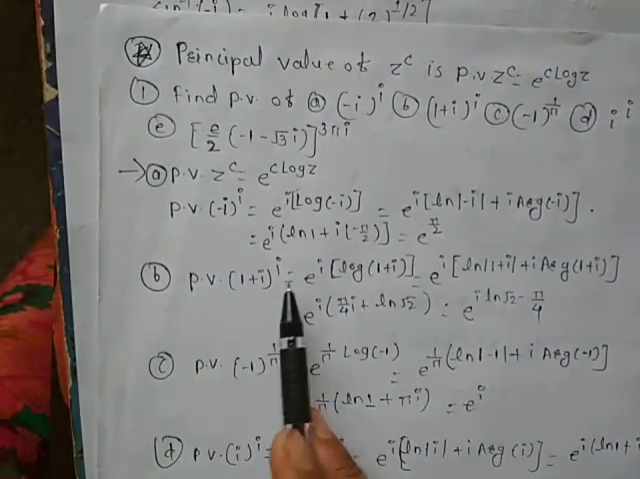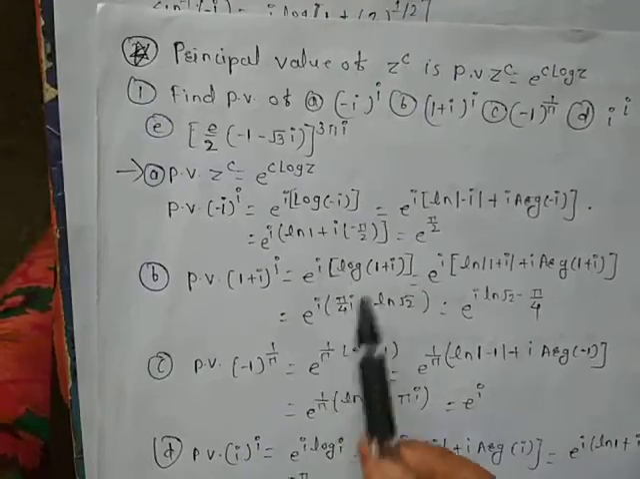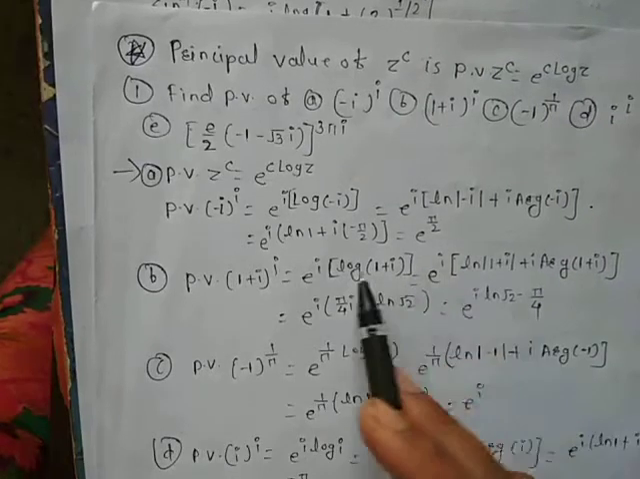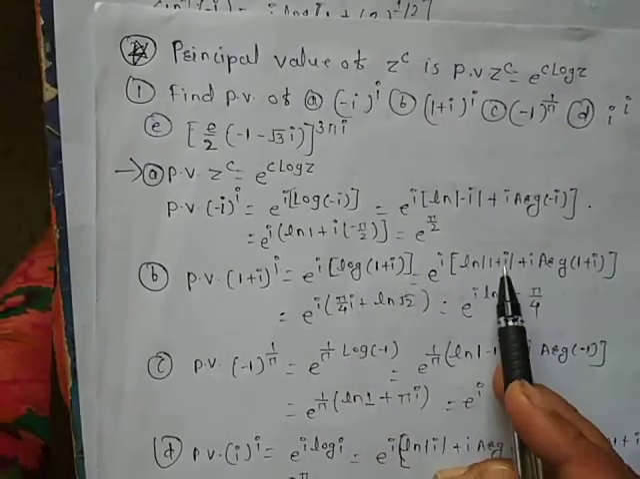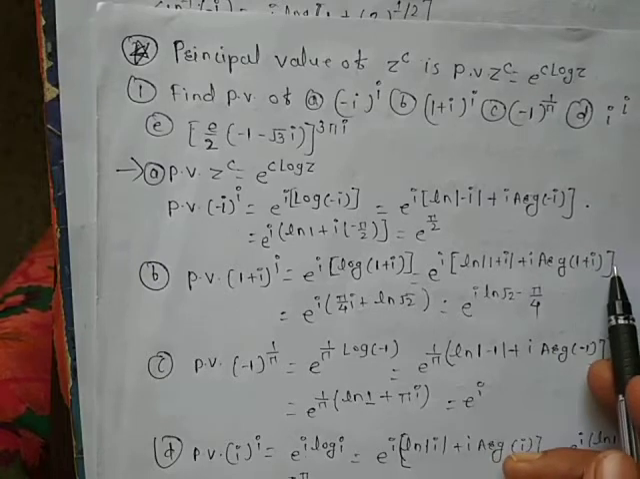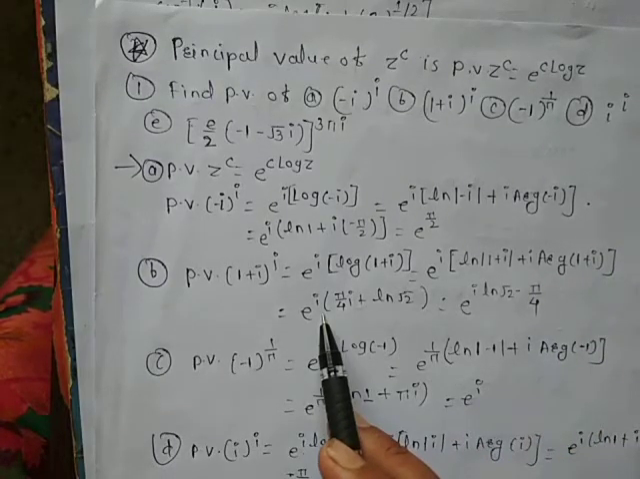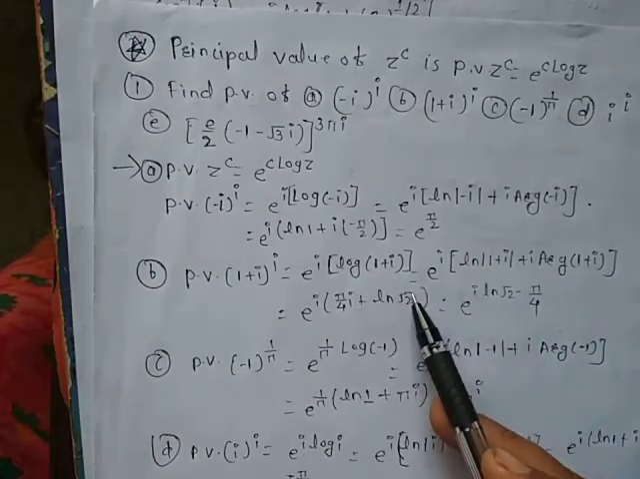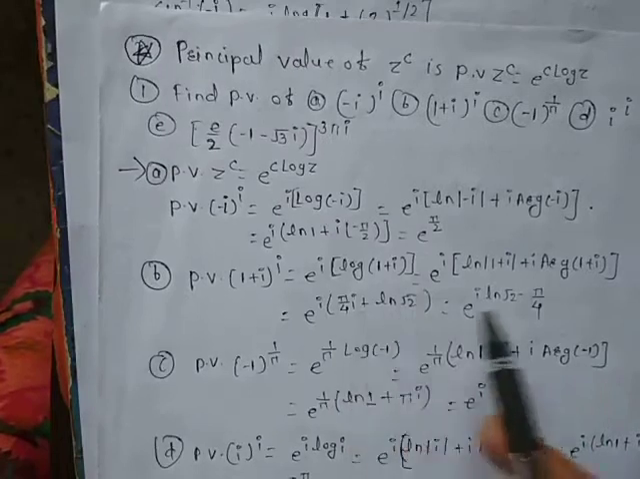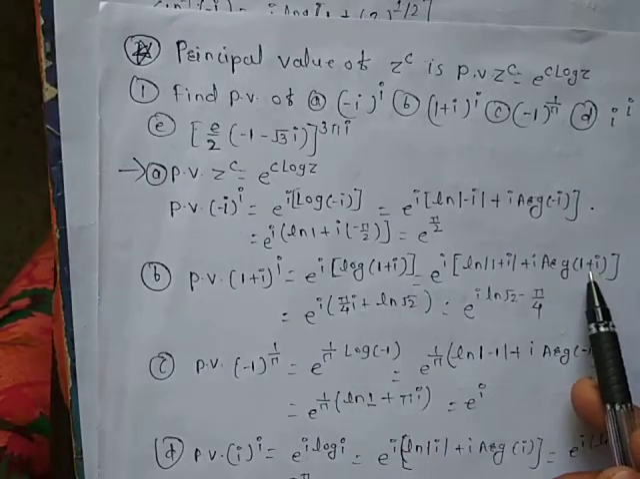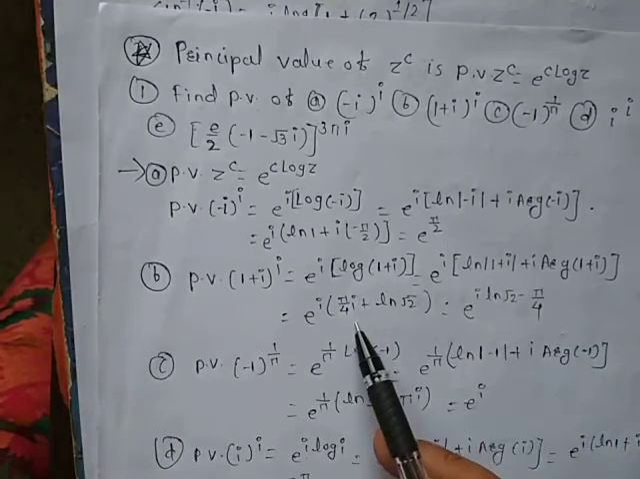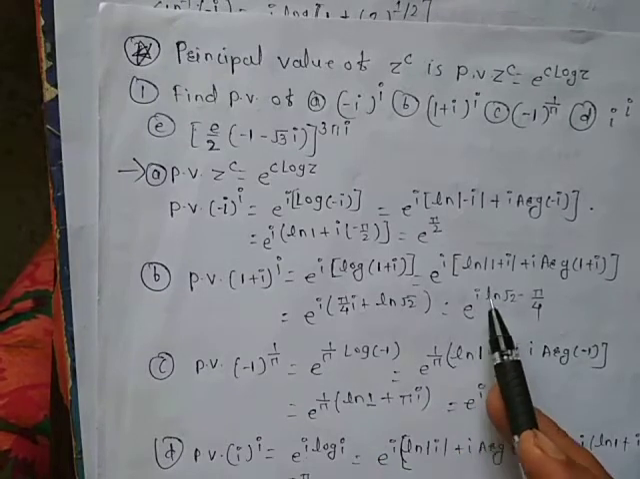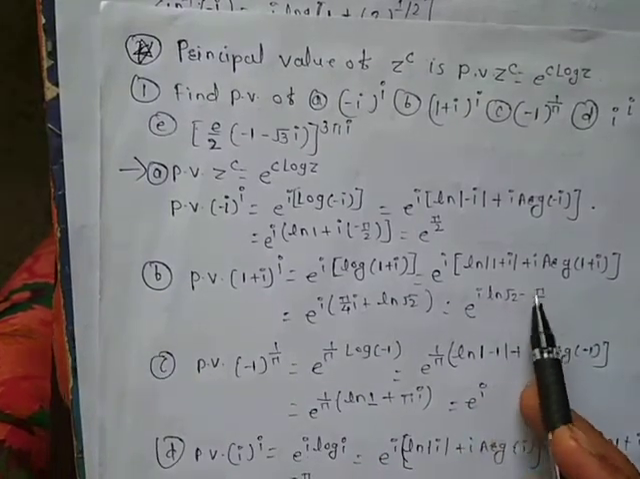Next, the principal value of 1 plus i raised to i is equal to e raised to i into log of 1 plus i, which is e raised to i into (ln of modulus of 1 plus i plus i into argument of 1 plus i). The modulus of 1 plus i is under root of 2, and z lies in the first quadrant, so the argument is tan inverse of 1, which is pi by 4. So it is equal to e raised to i into (ln under root of 2 plus i pi by 4).